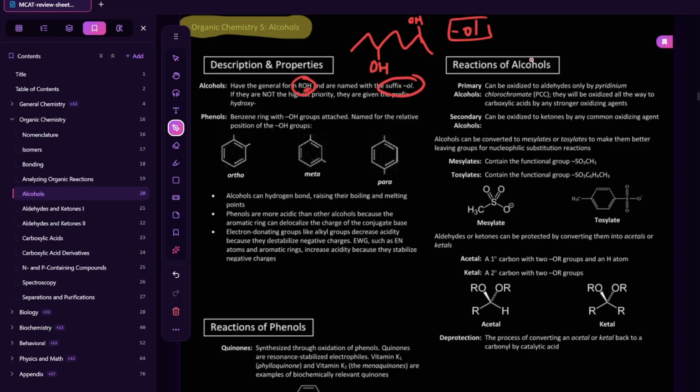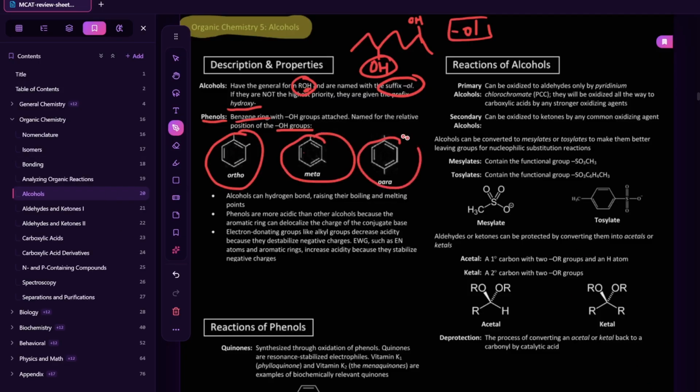And if this OH is not the highest priority group, remember we already reviewed highest to lowest priority, then it's given the prefix hydroxy, right? And for phenols, it's a benzene ring. Look at these rings here. A benzene ring basically looks like this with these double bonds. They have OH groups attached to them, named for the relative position of the OH groups. So ortho looks like this, meta looks like this, and para looks like this.